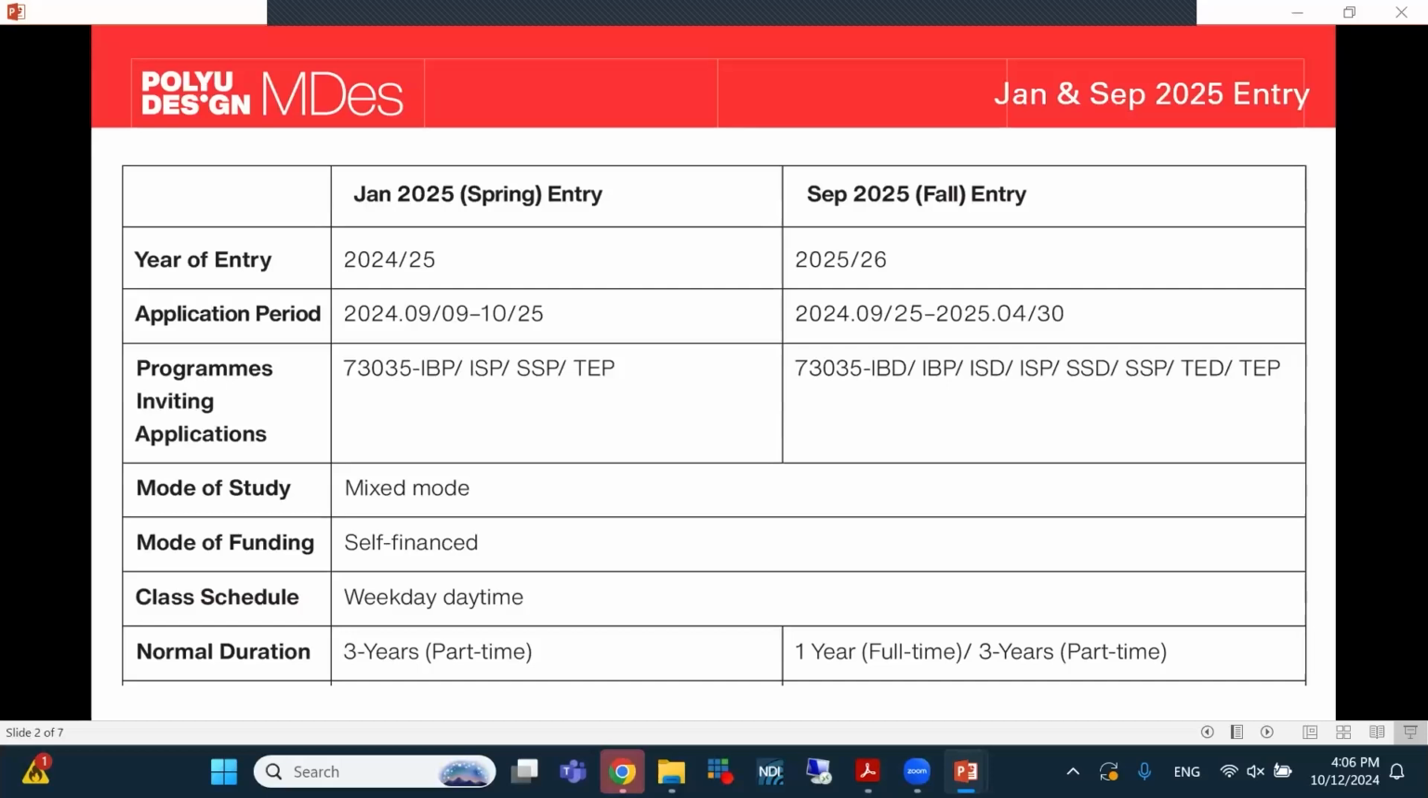The first distinction to point out for January intake is this. Only part-time programs are inviting applications. Local students are eligible to apply, and they will join the main cohort, which already started their study last month in September.